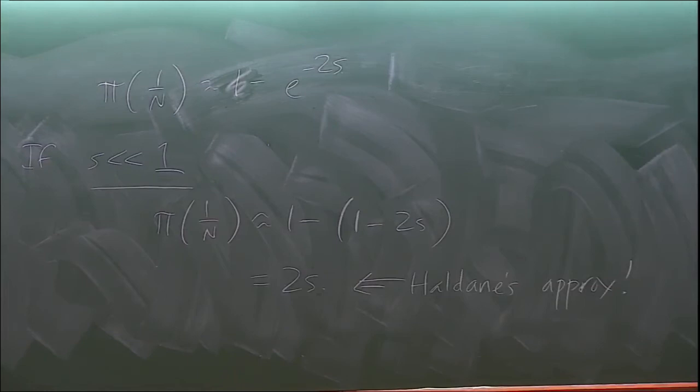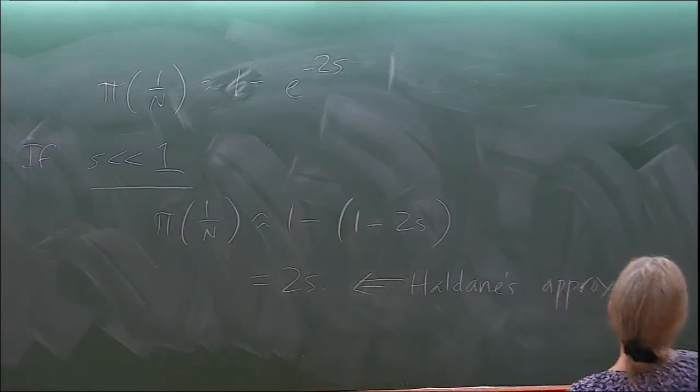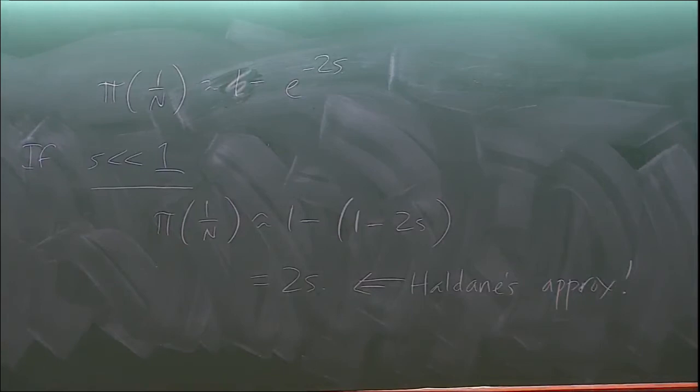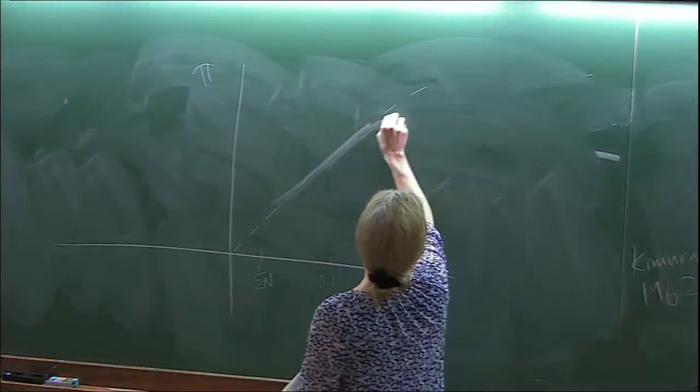So we can use this last approximation when s is above a certain threshold, which happens to be 1 over 2n, but below another threshold, much less than 1, let's say 0.1 or something. And that's where our fixation probability was really close to this 2s line, right? So we're getting the same kind of conditions that we saw with the branching process approximation.